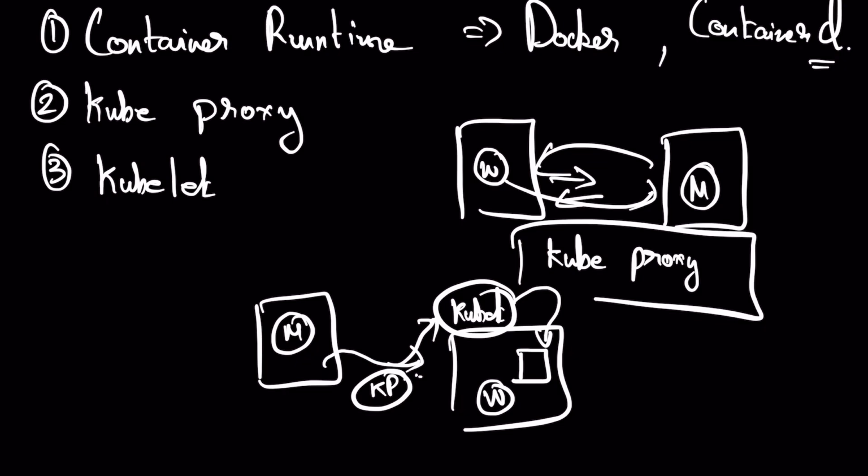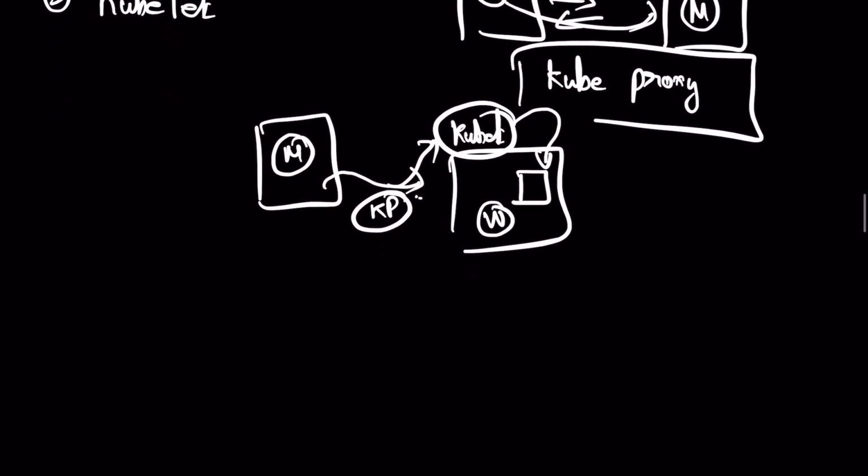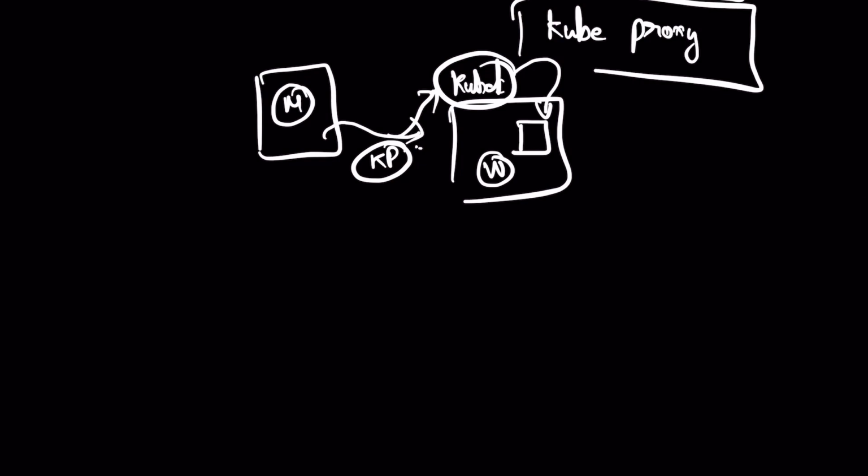So it decides the state of the containers, whether it has to be up, it has to be down, everything will be maintained by the kubelet. So it gives orders for the worker node on what to do. It receives order from the master node. So these three are the major components of a worker node.